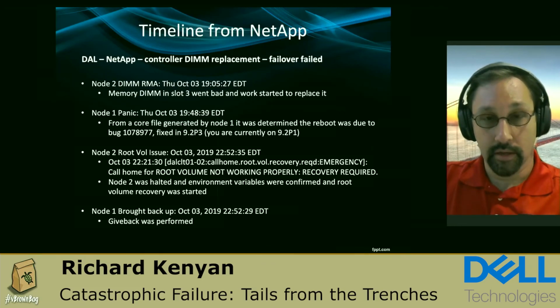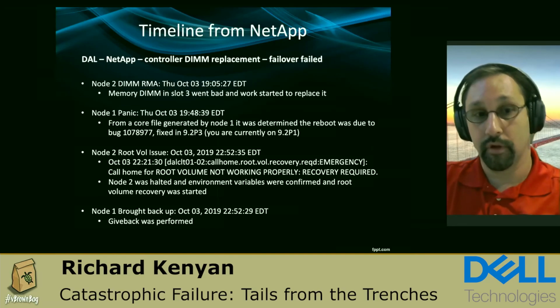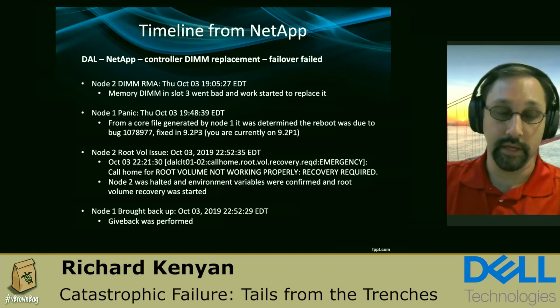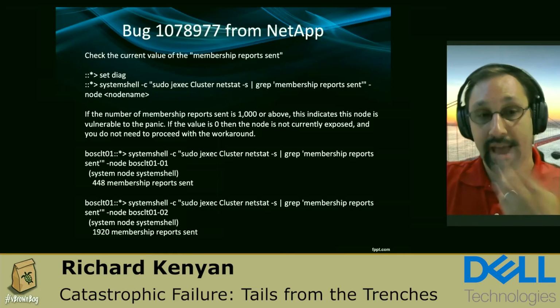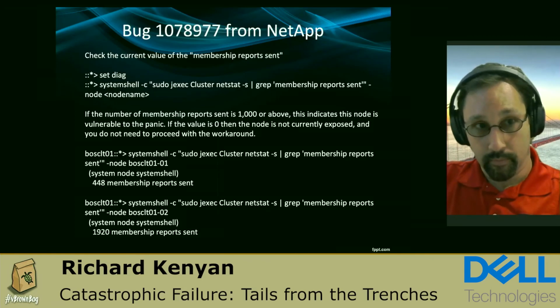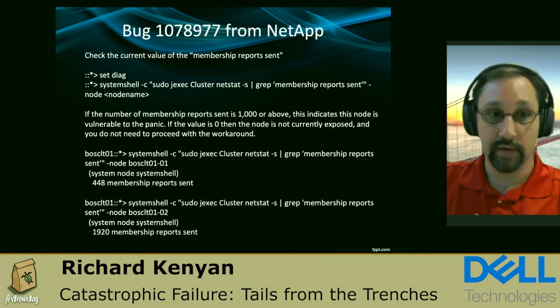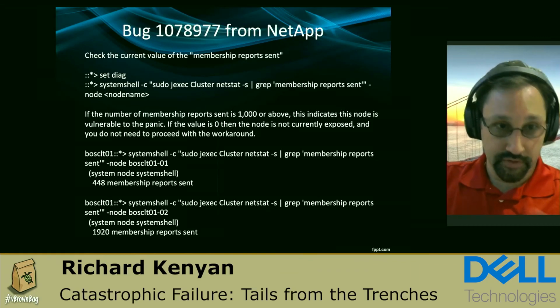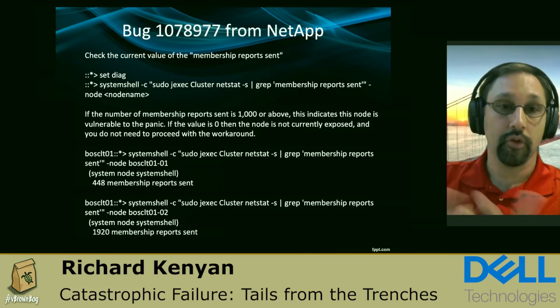So we had the DIM, we had the panic, we had the root vol issue when it came back up, and NetApp did a quick giveback once they did the fix. And here is the actual item that is the problem. The counter on the membership report sent, in our case, was above 1,000. And then in our production facility, one node was affected and one node was not, for further RCA.